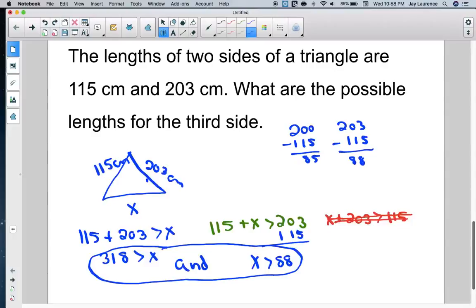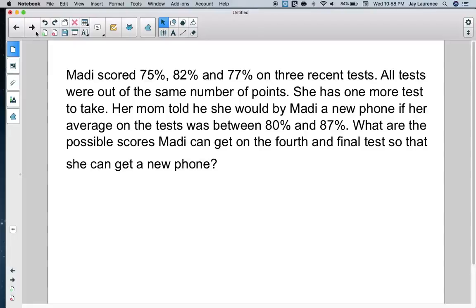The length of the third side of the triangle has to be greater than 88 centimeters and less than 318 centimeters, but it could be anything in between. I can't determine it based on any information. All right, let's move over to another type of problem here.